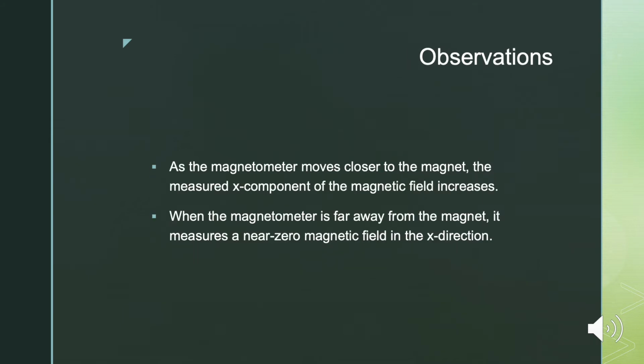I made 2 main observations during this experimental portion of the lab. The first observation is that the magnetic field's x component increased as the magnetometer was moved closer and closer to the magnet. The second observation was that the magnetometer measures close to 0 when it is placed far away from the magnet.